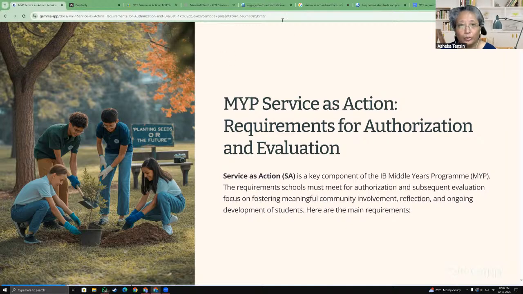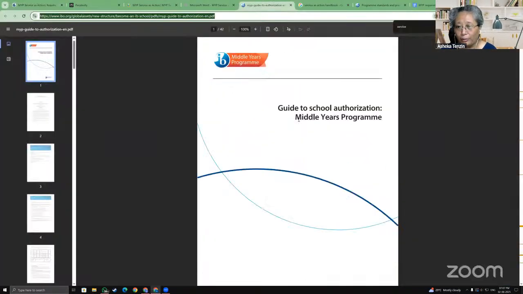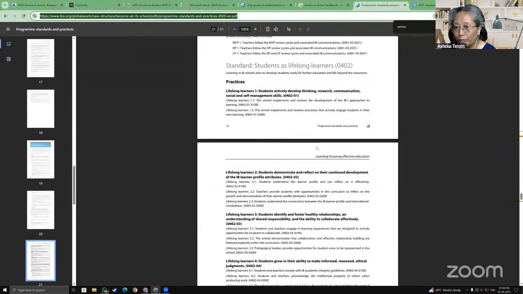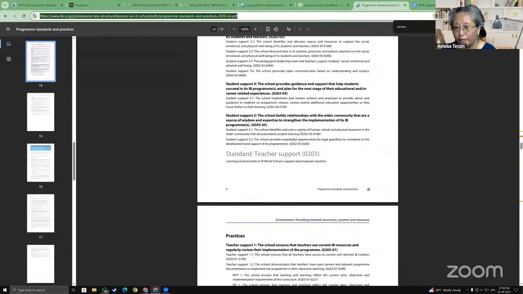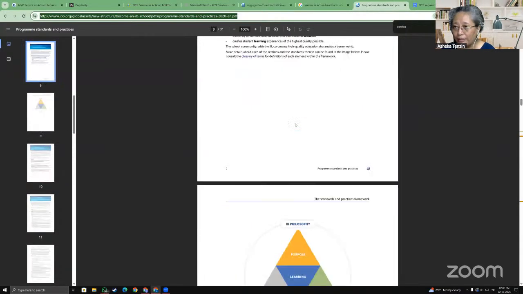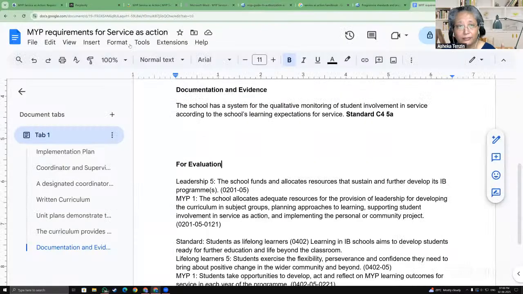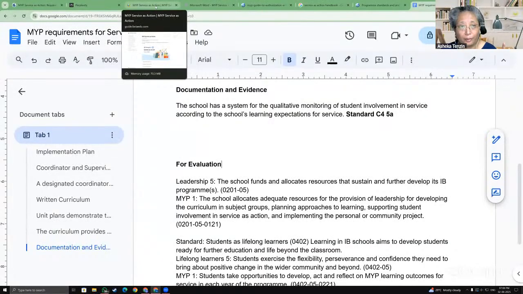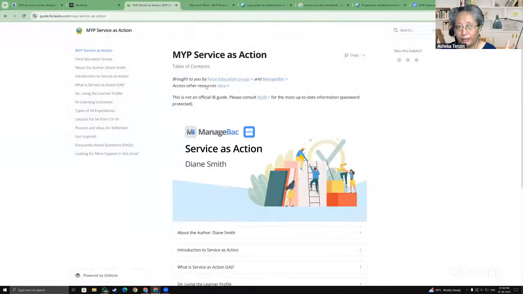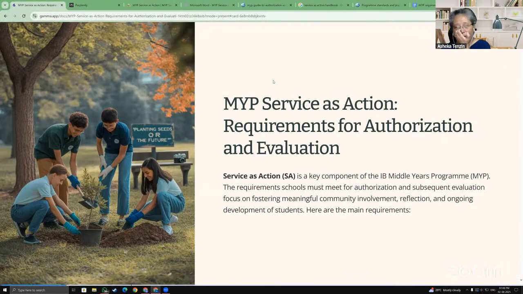I have also used IB documents: the guide to school authorization, the guide to evaluation, and the Program Standards and Practices. I will also be sharing with you this particular website, which you will find on faria.edu, which also provides the manage back. Okay, so we start with the presentation.